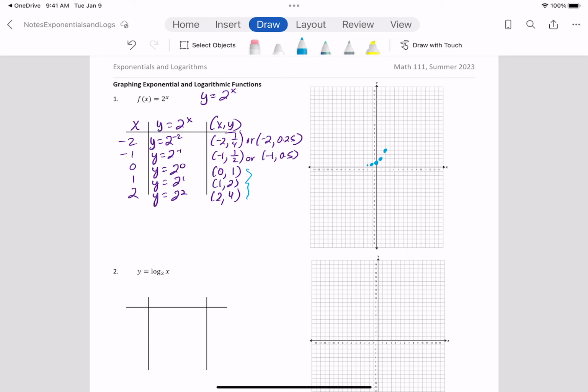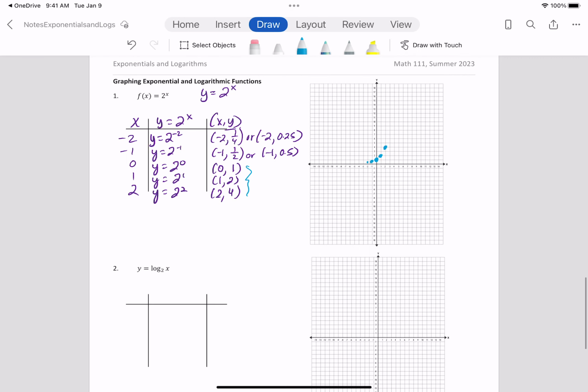And what you'll find happens with these is they're going to get closer and closer and closer to that x-axis, but they're never going to touch. So we want to kind of swoop down through the points, and it's going to come towards that x-axis but never touch. All right.